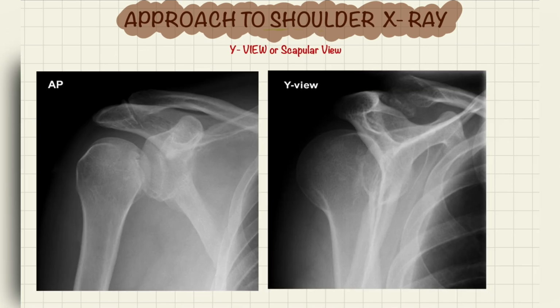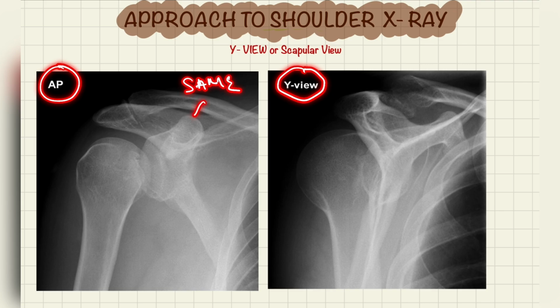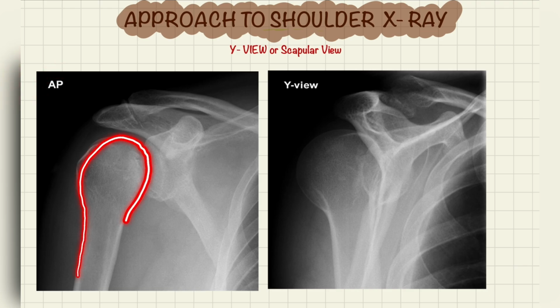Now let us look at the example. So this is an AP view on the left side and this is a Y view on the right side. Both the X-rays are of the same person at the same time. But as you can see, on an axial view or AP view, this humeral head looks perfectly fine, but the shape of the humeral head is not like a cane. So we should always ask about a Y view.